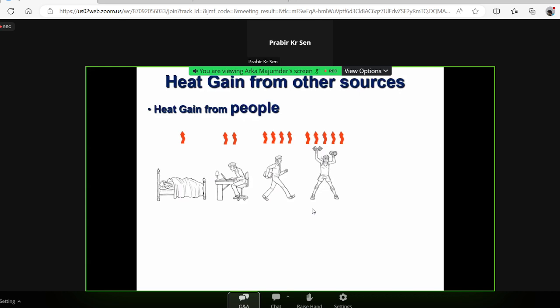Now, there is heat gain from other sources. Heat gain from people. You see, if you are sleeping, you are releasing less heat. If you are working on a table, you are releasing a little more heat. If you are moving and doing exercise in a gym, you are releasing even more heat. Next.